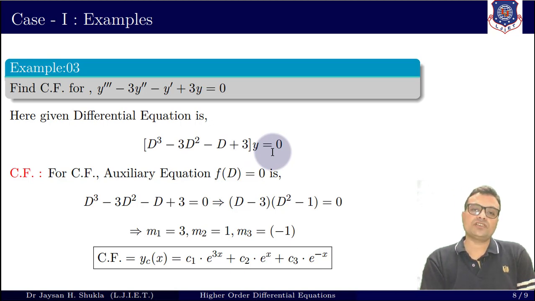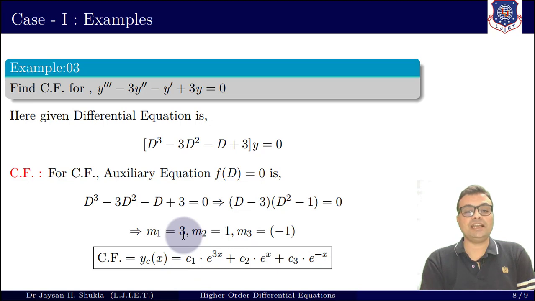For complementary function, let us consider the auxiliary equation by taking f of D equals to 0. Once we consider this D cube minus 3D square minus D plus 3 equals to 0, by factorization, you can convert this into D minus 3 times D square minus 1 equals to 0. And then by considering three roots, 3, 1 and minus 1, as they are real and distinct, the shape of yc will be of this form.